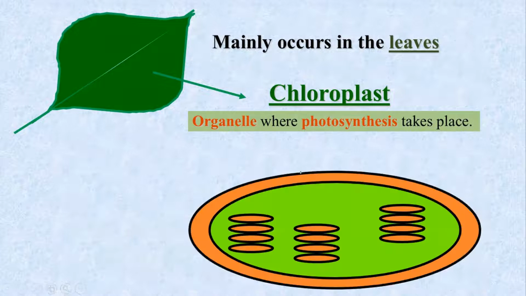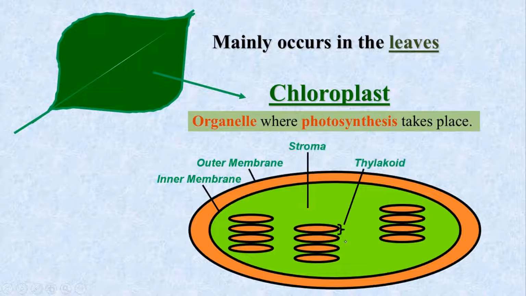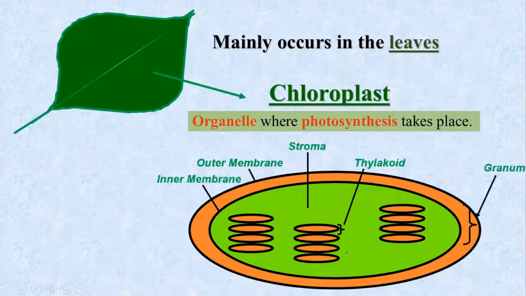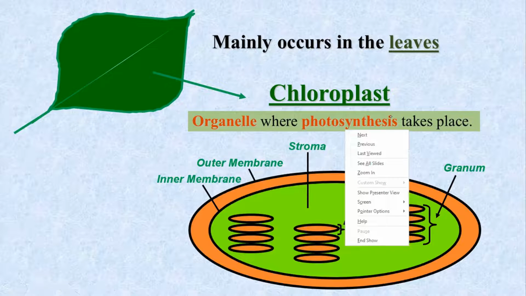And this is how the chloroplast looks. It has an inner membrane and an outer membrane, and it has a free space called stroma. It has these coin-like structures called thylakoids, and together they are called granum. It is the granum where the photosynthesis is going to occur, because it is the chloroplast that has chlorophyll. So where will the photosynthesis occur? In a leaf. Where in the leaf? In a structure called chloroplast.